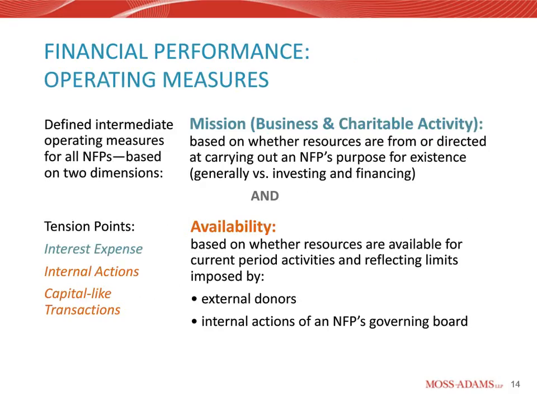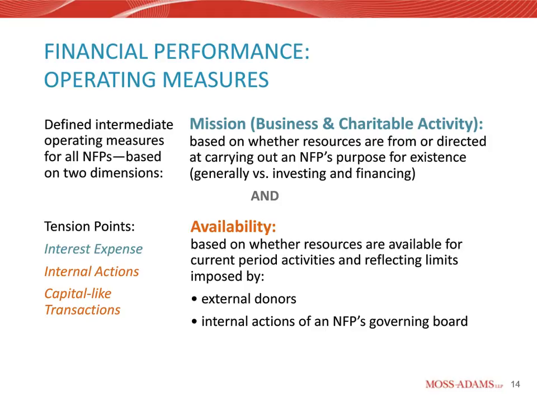The third goal of the exposure draft was to provide information in the statement of activities to help evaluate the financial success of the organization for the year. FASB developed an intermediate measure that would be the same for all not-for-profits based on their definitions of mission and availability of resources. So using these two terms, you'd look at your income and your expenses, and you'd either put it in your operating measure or not, based on these categories, the mission or availability.